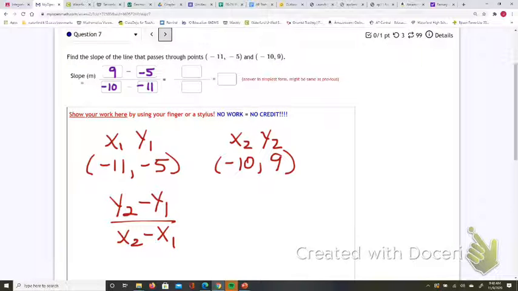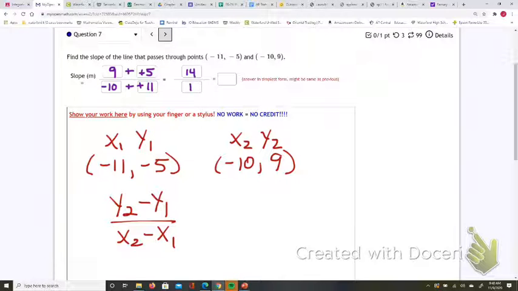Now, whenever we have minus, we change it to plus the opposite. So this is going to become plus positive 5. 9 plus 5 is 14. Then in the denominator, we're going to make this plus the opposite. So we have negative 10 plus 11. We have 10 negatives and 11 positives. Okay, if you have both positives and negatives, you subtract the numbers. So 11 minus 10 is 1, but you're not finished.